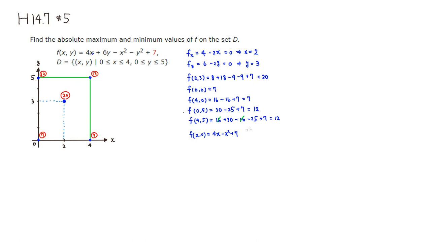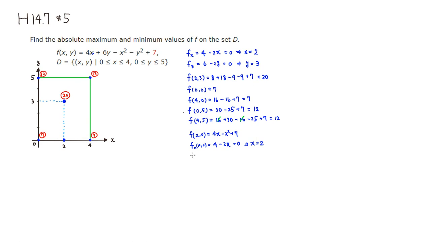Then what we're going to do is take the derivative with respect to x. You can see that the derivative is 4 minus 2x. If you set that equal to 0, you can see that the critical number would be x equals 2, which is here at this point. So we're going to find the value there too.